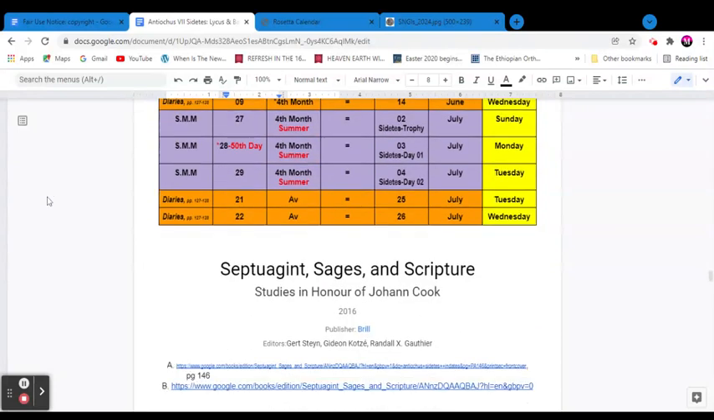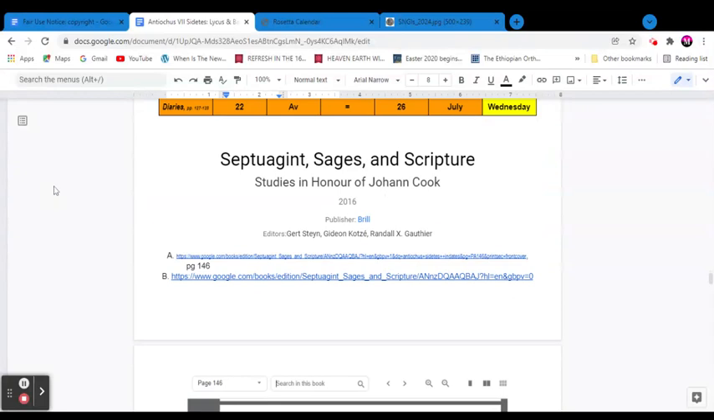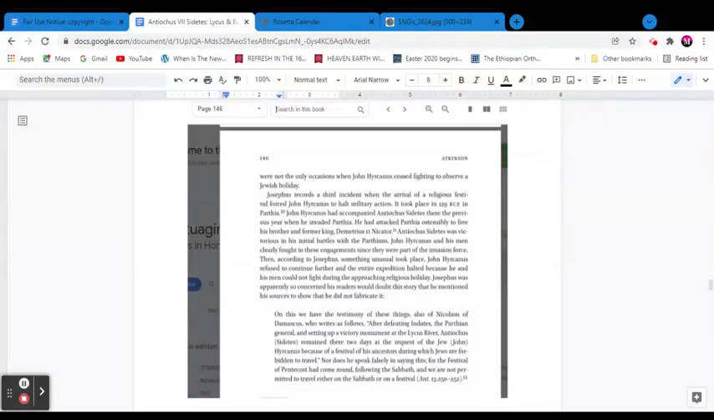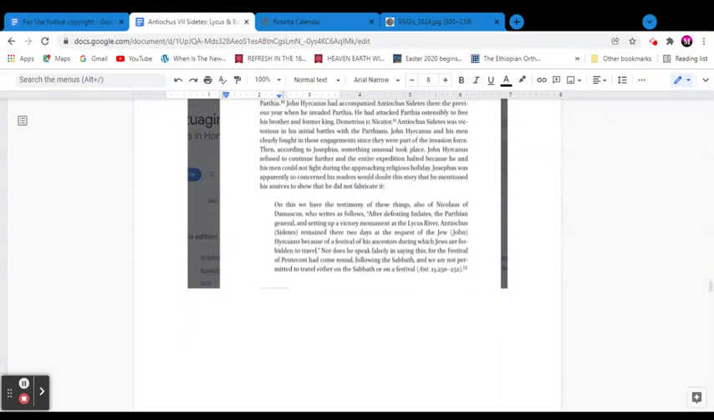Okay, let's look at some other things. This is a book from the Septuagint, Sages in Scripture, Studies in Honor of Johan Cook, in the year 2016, published by Brill. Those are the list of the editors, and I give the links. Again, here is just confirming what was written in the work of Josephus. They're saying the same thing.